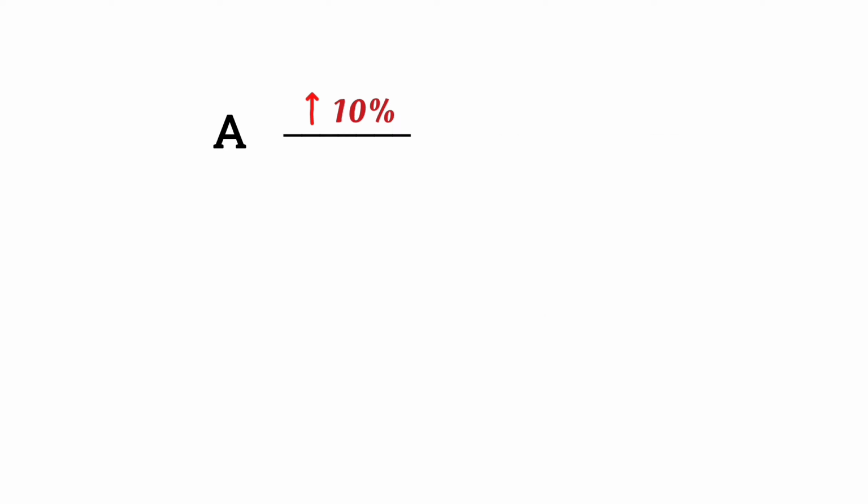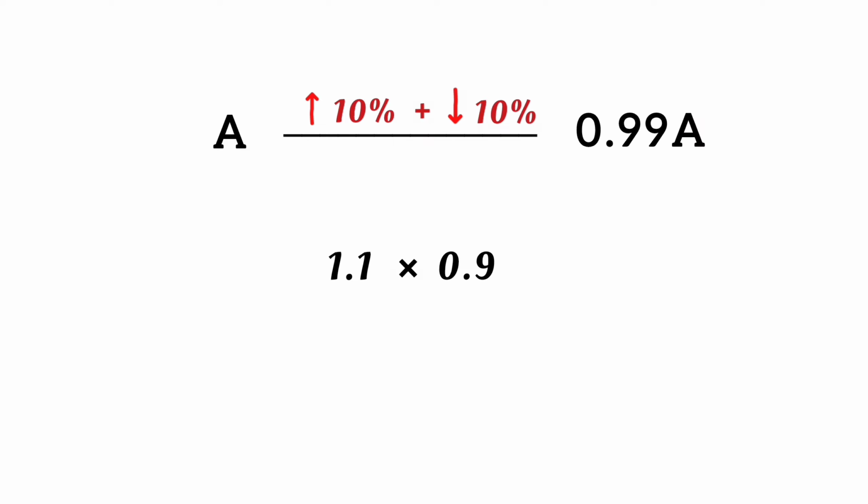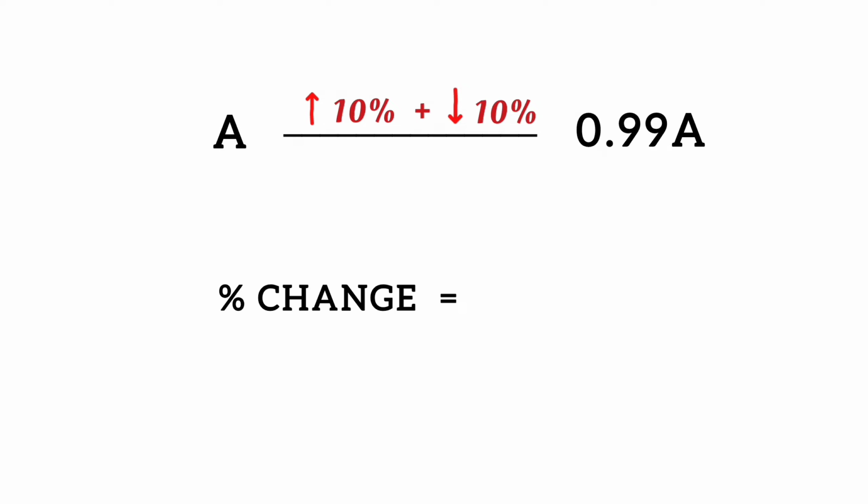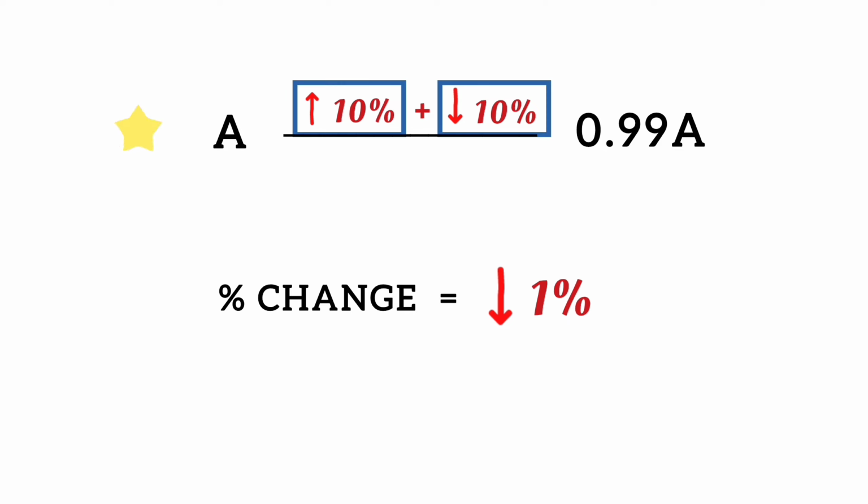What if A increases by 10% and then decreases by 10%? For 10% increase, the multiplying factor becomes 1.1. For 10% decrease, the multiplying factor is 0.9. Combine both of them, you get 1.1 into 0.9, 0.99. That means a decrease of 1%. Here, important information to note, if a quantity increases and then decreases by the same percentage, the net result is always a decrease.